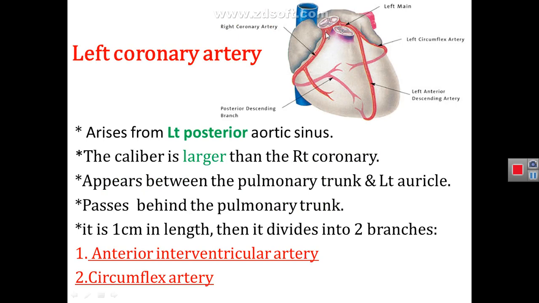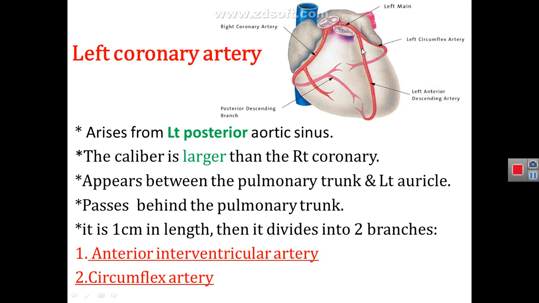The left coronary artery, which is this one, is a very short artery. It originates from the left posterior aortic sinus, the dilatation in the wall of the ascending aorta, and as we said, it is of larger lumen compared to the right coronary. The left coronary artery is about 1 to 2 centimeters. It runs between the left auricle and the pulmonary trunk, and then after 1 to 2 centimeters it soon divides into two major branches.